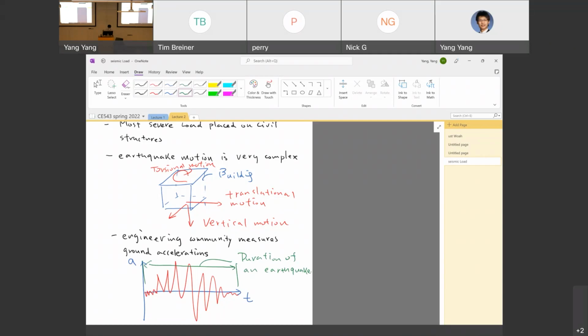And typically the duration of the earthquake is about, we have some very short earthquakes, maybe 5 seconds. And we may have some a little bit longer earthquakes, maybe 50 seconds. The earthquake occurs in a very short time, very short.